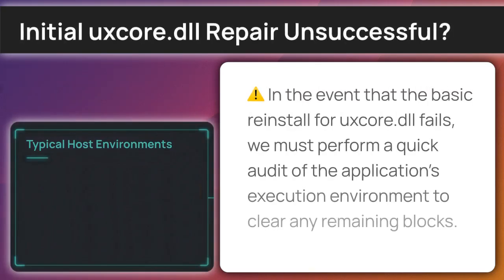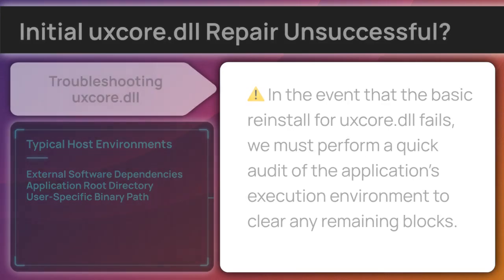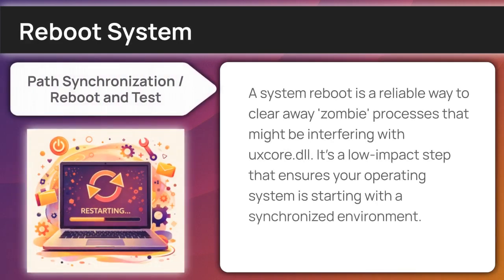When a standard software refresh isn't enough, we need to bypass the automated installers and look at manual system state resets. A quick system restart is a practical way to ensure that all shared libraries, including User Experience Core, are being loaded correctly into the current session's memory.